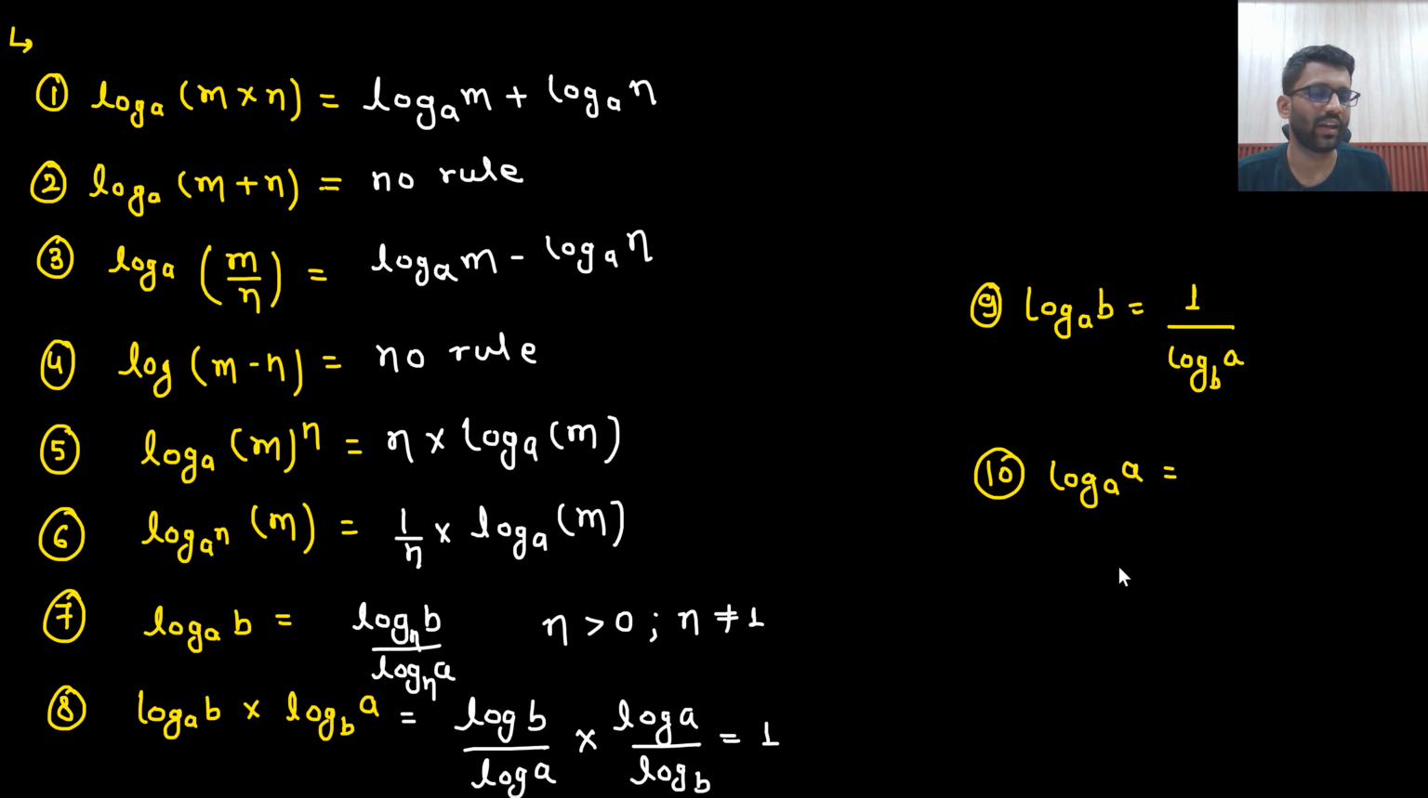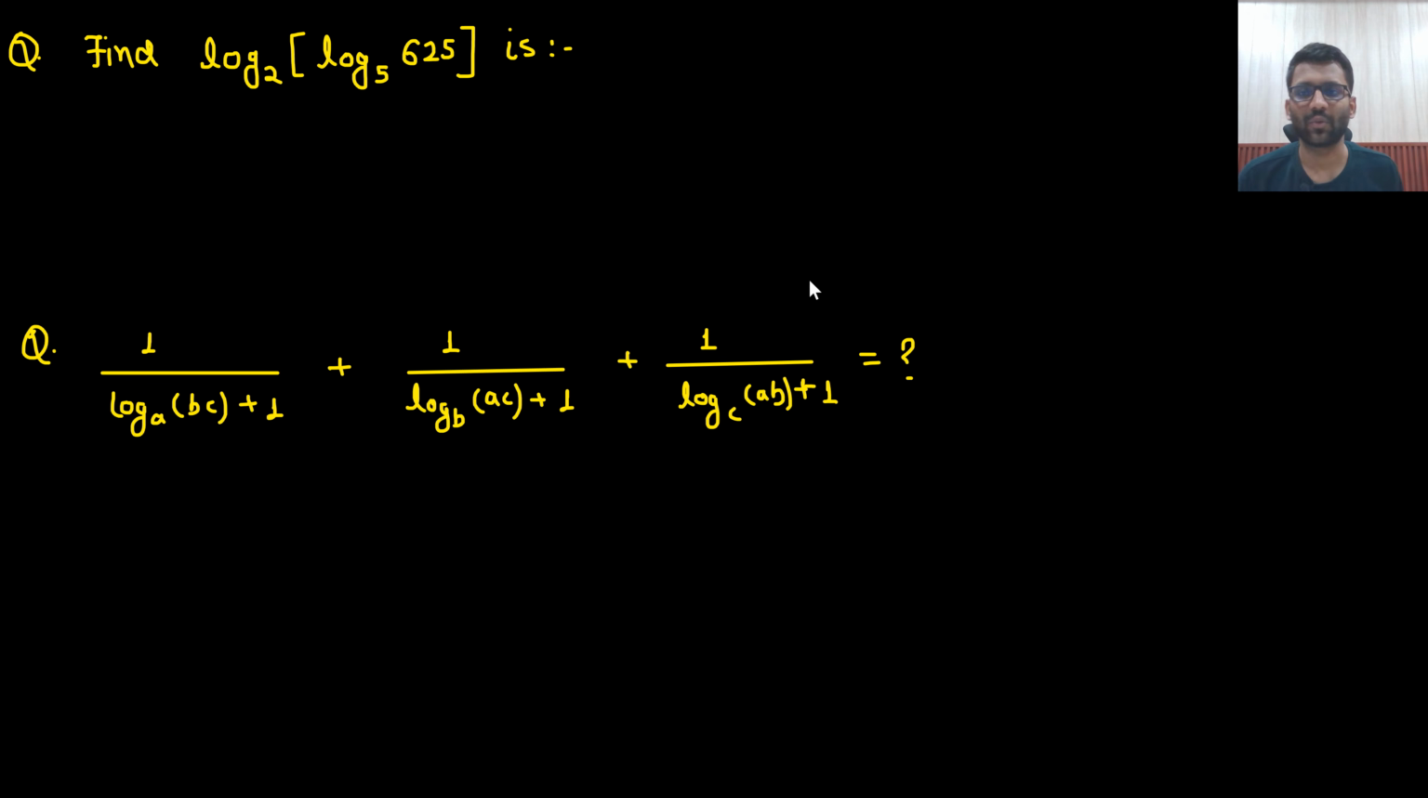Well and good. And log_a a, what does that mean? How much power of a is a? That is 1. Well and good. Let's see some problems now. So let's solve the first one.